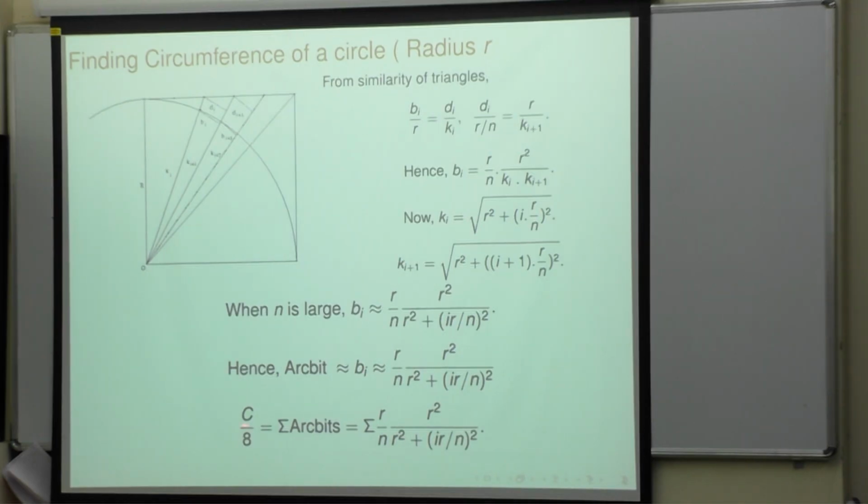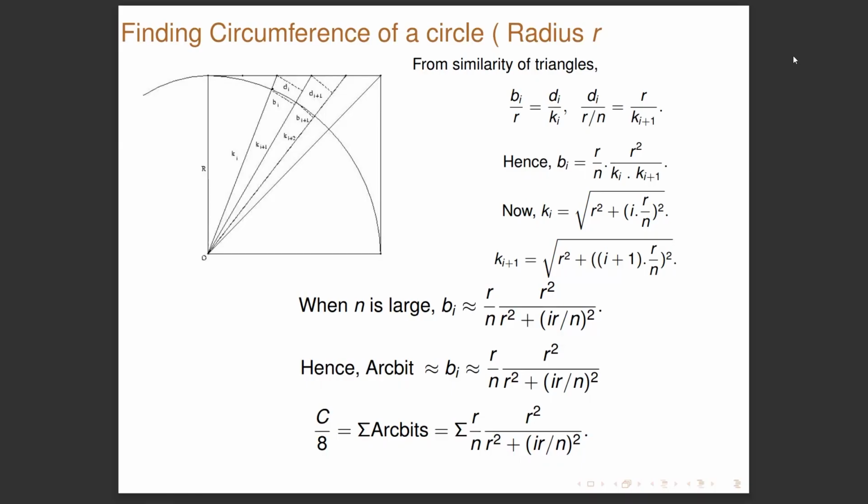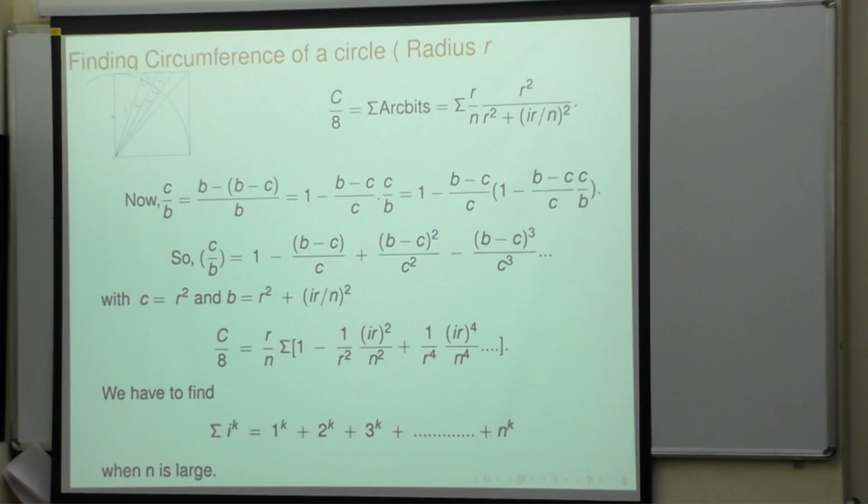Now, summing over i equal to 1 to n is not easy, because i squared is there in the denominator. So how do you handle that? They have a very nice strategy. Yukti Bhasha says to take c by b. Suppose you have to bring c to the denominator: c is b minus (b minus c), so it is 1 minus (b minus c) by c, into c by b.